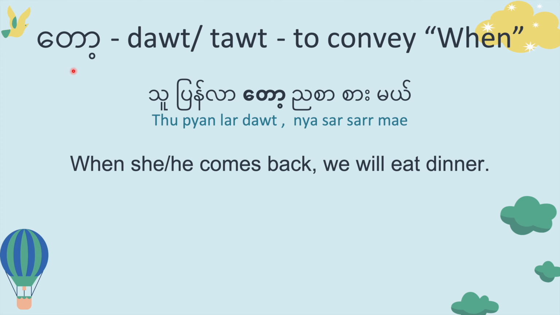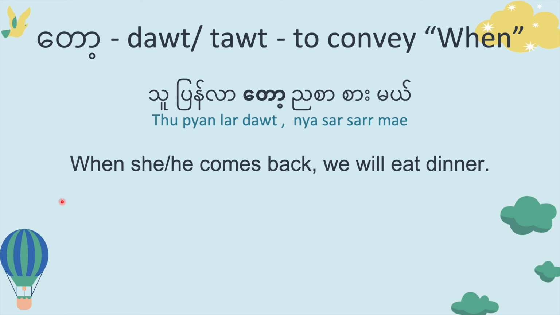Here, I would like to mention a bit about pronunciation. Do is spelled as do, but when we speak it, it becomes do. So, tu pian la do nya sa sa me. It's not pronounced as spelled. We don't say that. The sound is kind of between do and do.